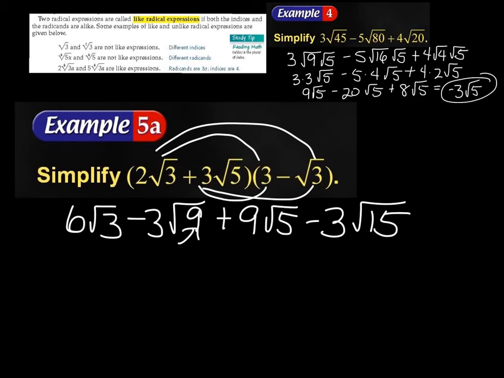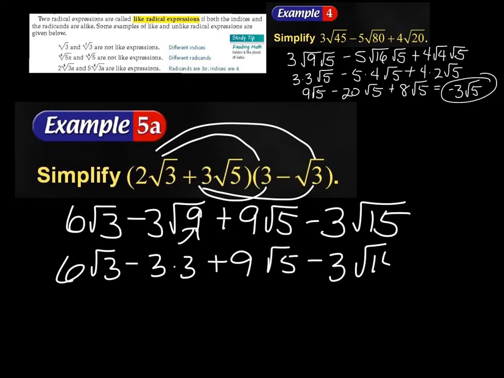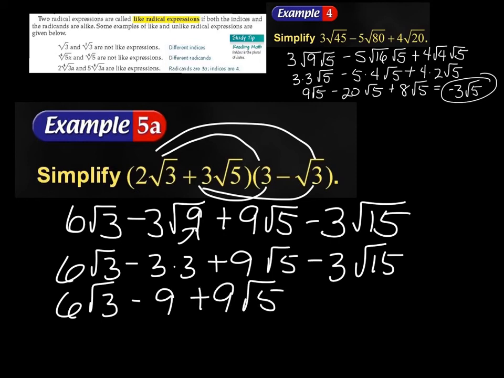Well, I know what the square root of 9 is. We can simplify that. Square root of 9 is 3, so copy everything else down. And I don't appear to have any like terms. So my final answer is just going to be 6 square root of 3 minus 9 plus 9 square root of 5 minus 3 square root of 15. Now, the order on this would not matter. If you had switched two terms around, it would be equivalent.